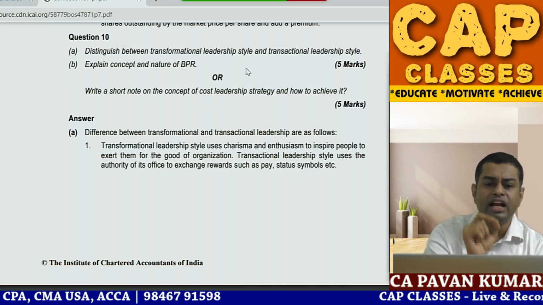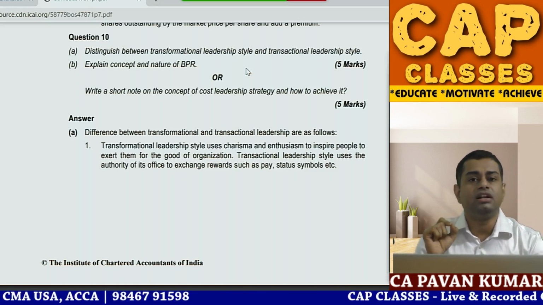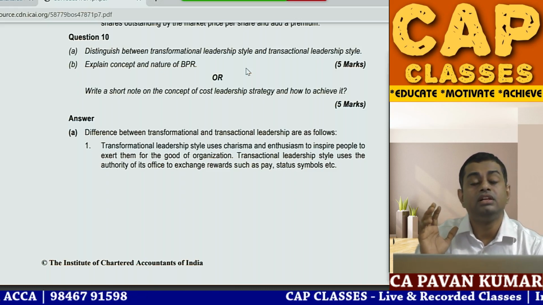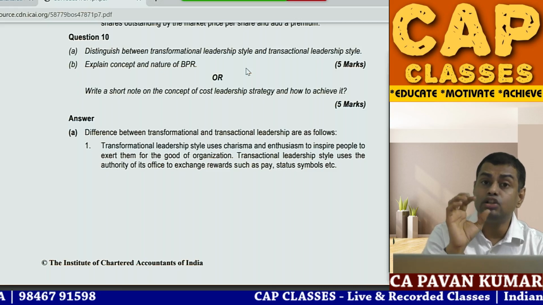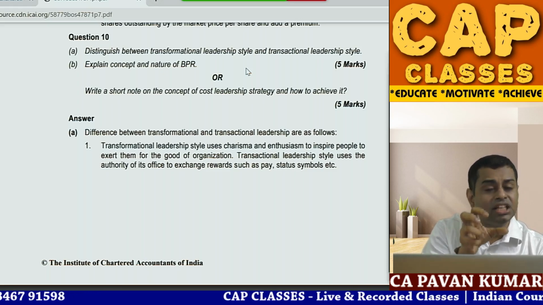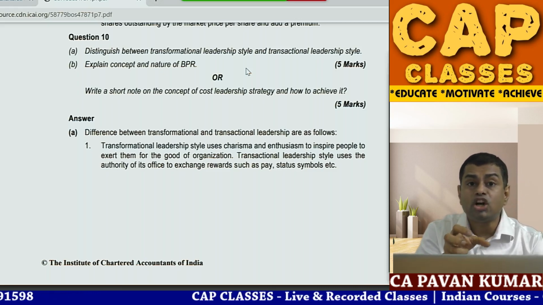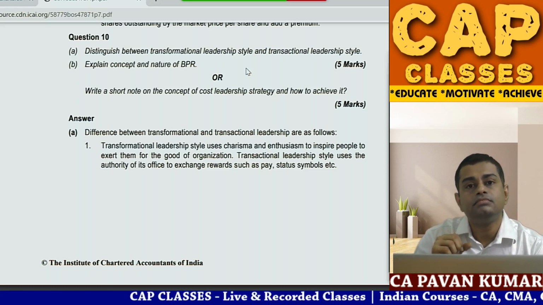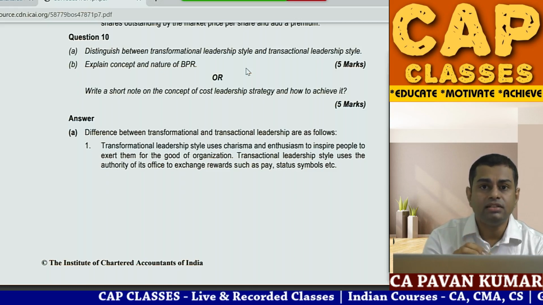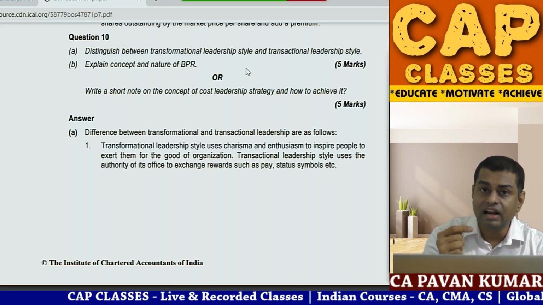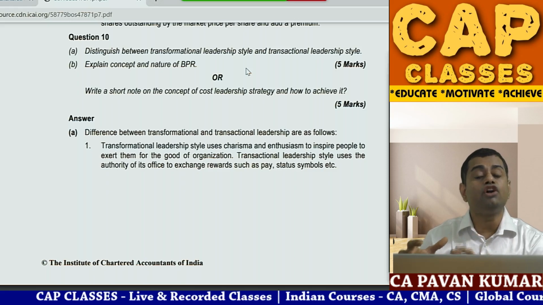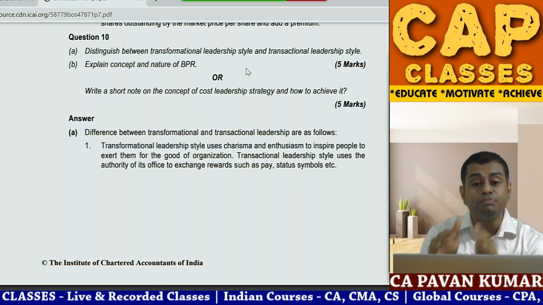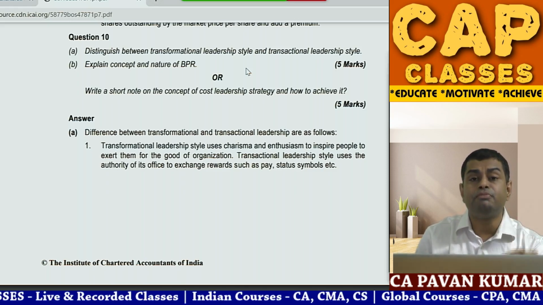Simple. First, you'll put the heading transactional leadership style. A transactional leadership style refers to getting things done through establishing systems, processes, procedures, structures. These types of leaders will work better in a settled environment where the organizational running is smooth. Transactional leaders perform better.